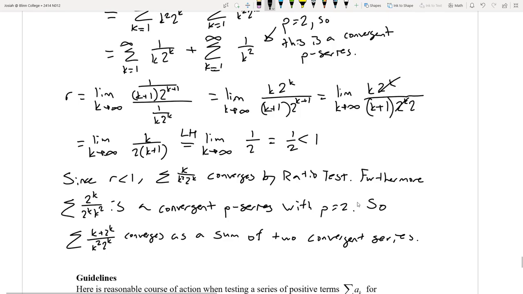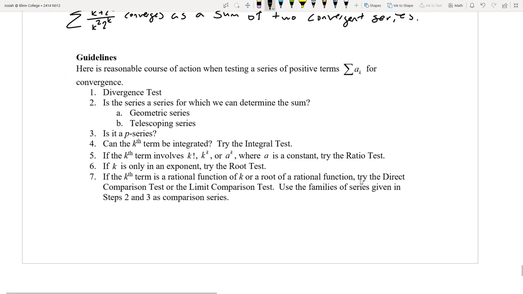So we have a lot of different tests, and many of them are very situational. So we have, again, a summary here at the bottom. Reasonable course of action when testing a series of positive terms for convergence. All positive terms, so we're going to change that up next section. But first off, do the divergence test in your head. Second, look for the easy way out. Is it geometric or telescoping? After that, the next easiest thing is a p-series. And then usually, if we can integrate it, we're going to have to. So I would probably save this for last. Go ahead and check everything else first.